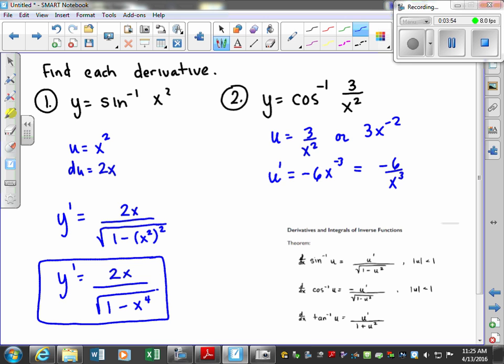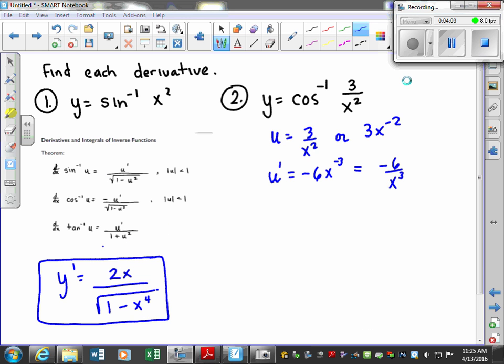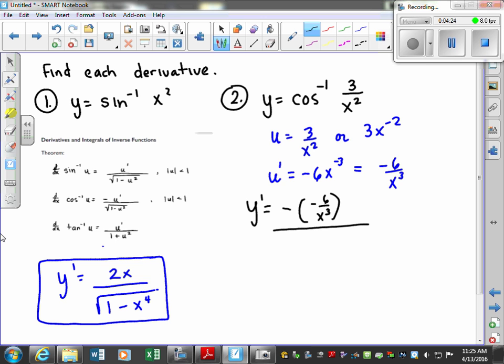Now what we want to do is plug this information that we just found into this formula here. Okay, so I just pulled it over to the right so that we can have some room over here. So I'm going to say y prime is going to be, I have a negative right here, I have a negative. Then I need u prime. What was our u prime? Negative 6 over x to the 3rd, over, what do we get? The square root of 1 minus, and then we have u squared again. Well, u was 3 over x squared, and that is squared.